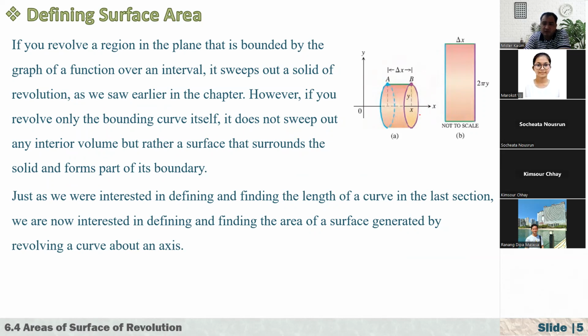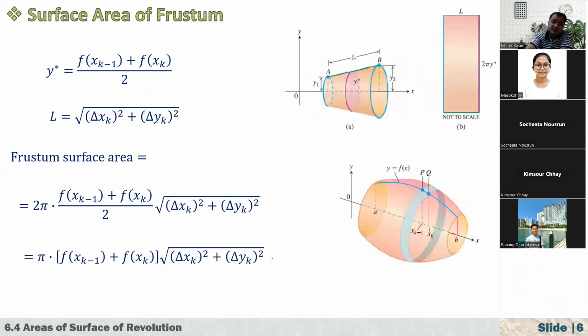So we are just talking about the container. Inside it's empty, it only has the boundary. Just as we were interested in defining and finding the length of a curve in the last section, we are now interested in defining and finding the area of a surface generated by revolving a curve about an axis.